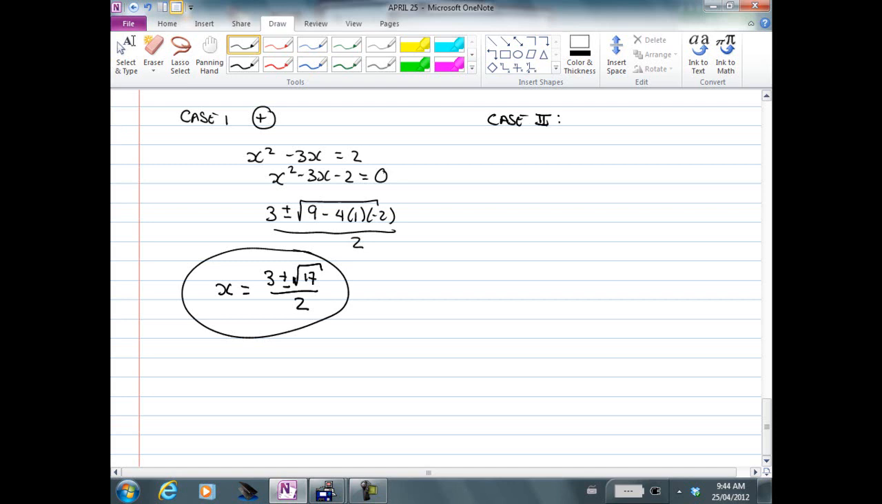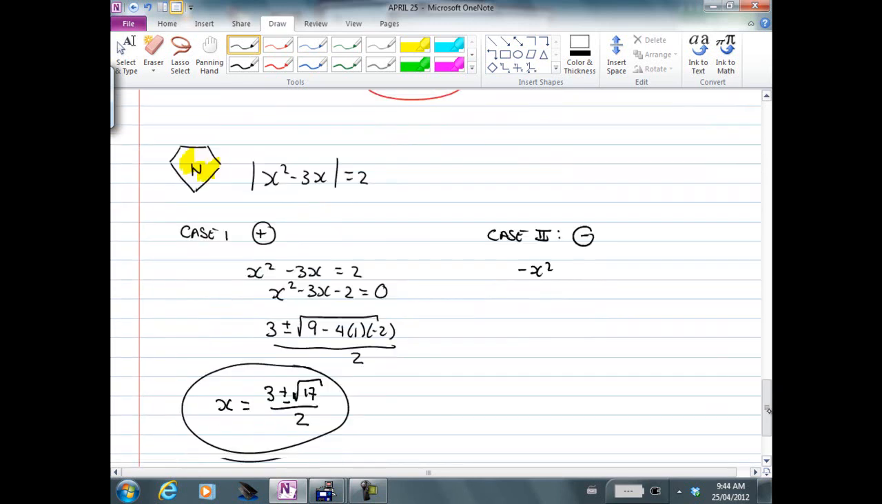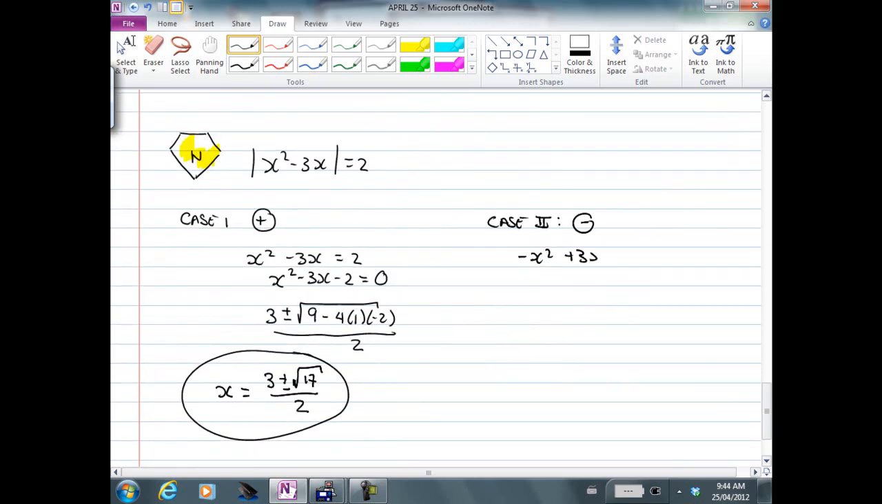Case 2. I'm going to do the negative case. It gives you negative x squared plus 3x equals to 2. I move it over, and I realize for this one you can factor. You have x minus 2, x minus 1 equals to 0, x equals to 2 and 1. Here are my other two solutions.